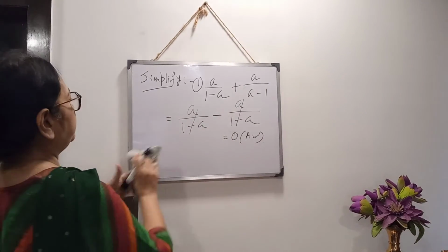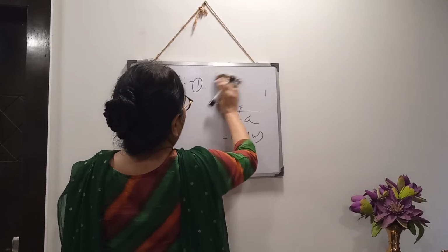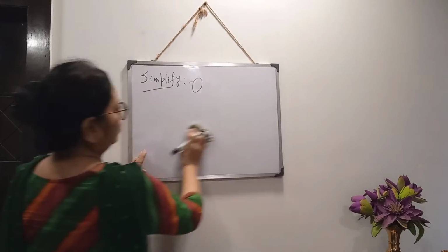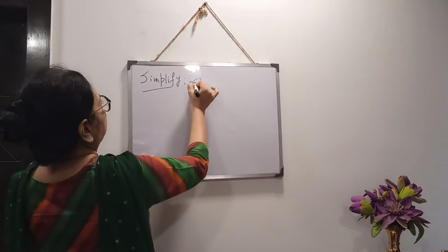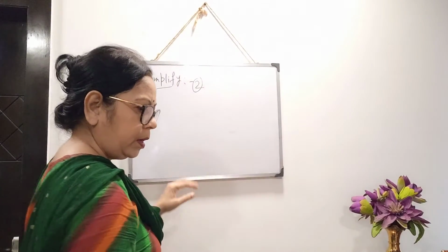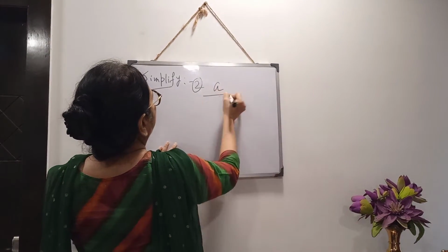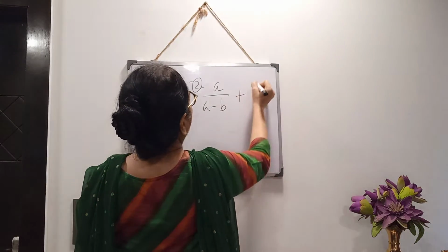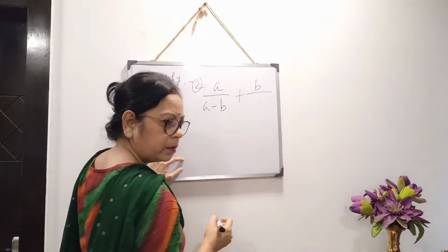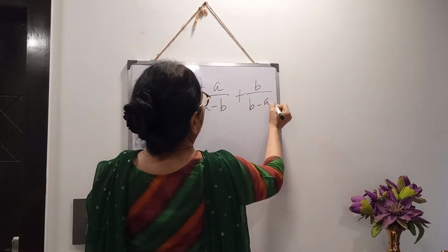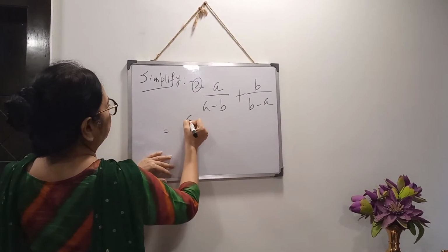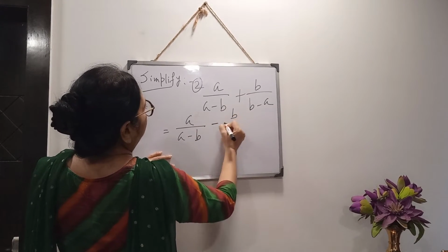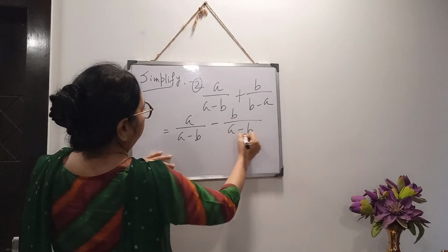Now same type, simplify if the sum is in this form. Number 2. a by a minus b plus b by b minus a. I have told you, you have to make the LCM same. So here also take minus common, then it will become a minus b.